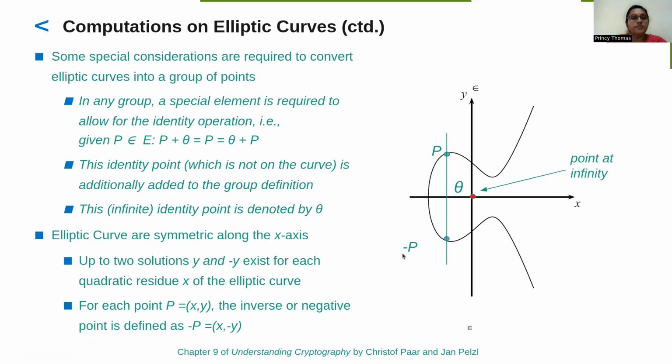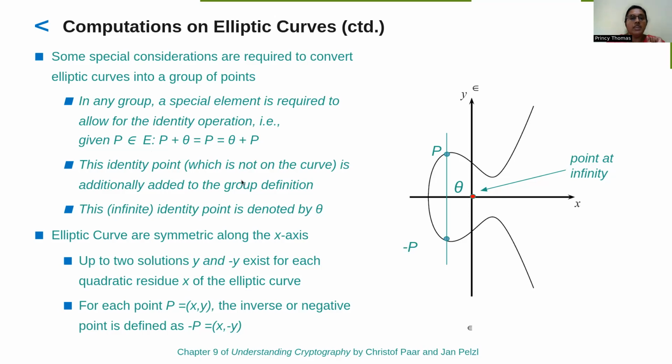Now let us look at what theta is. Some special considerations are required to convert elliptic curves into a group of points. Now, what is a group and a group of points? That also we will be looking at. You have already learned rings and groups, so I hope you know the rules. In any group, a special element is required to allow for the identity operation. There are 5 rules, please go and look them up. Out of those 5 rules, one rule is that there should be an identity property to satisfy this equation.